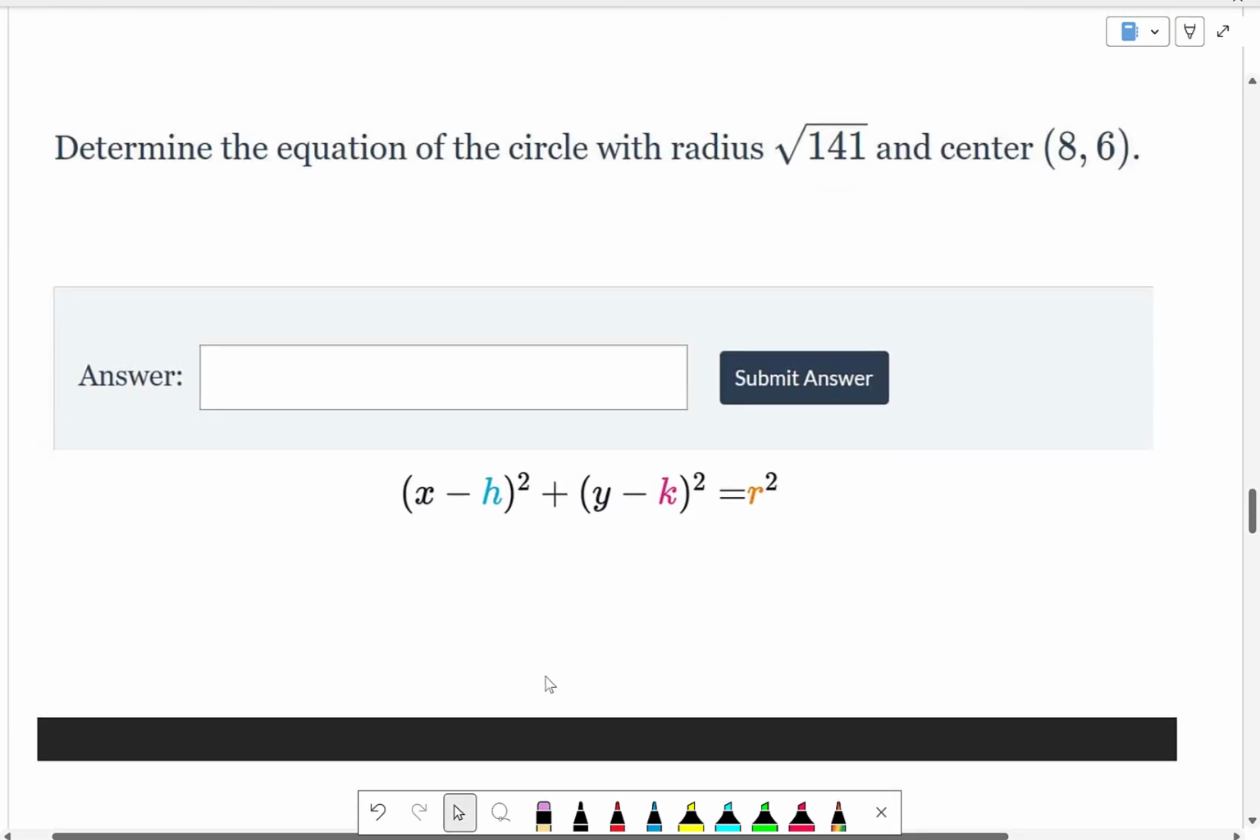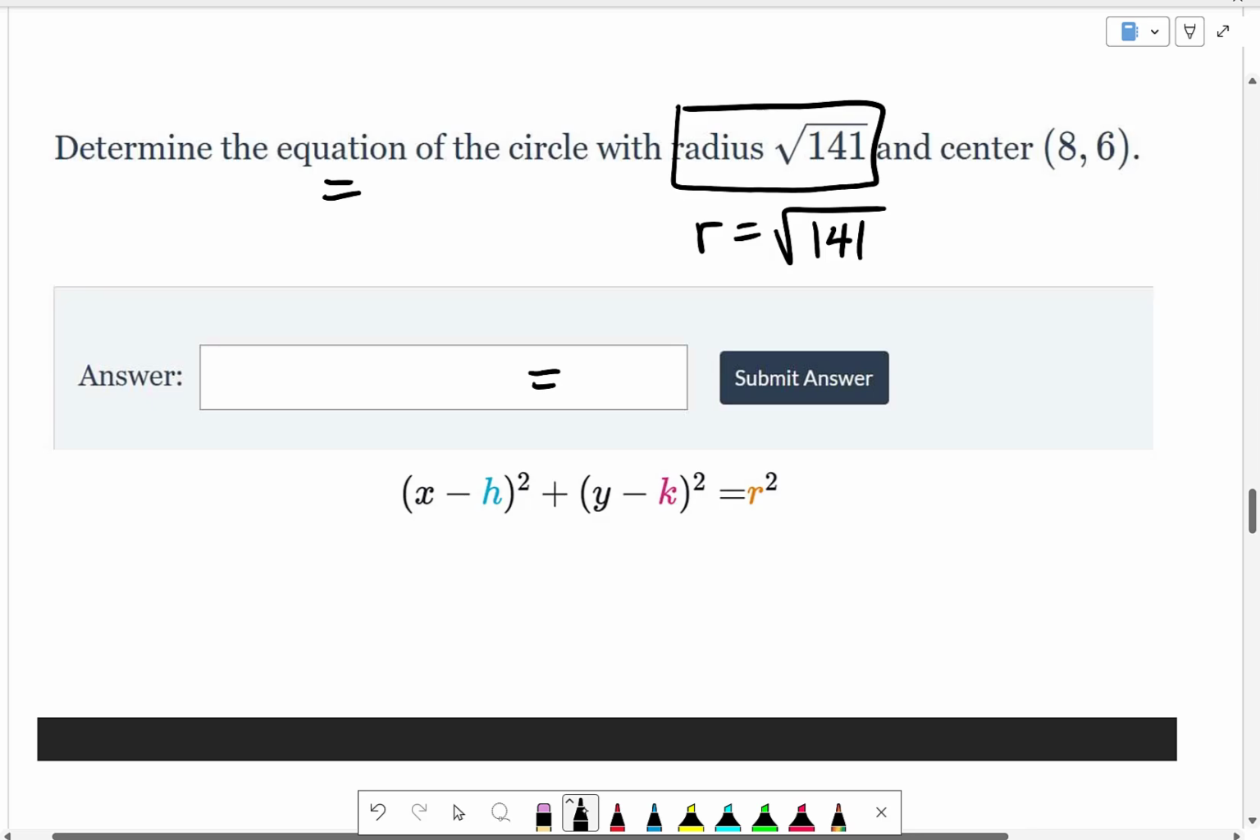All right, the next type of question is, we have to determine the equation again. Remember, equation means there has to be an equal sign, okay? So we're going to put our equal sign in here. So here's the radius. So that means r equals the square root of 141. The center is 8, 6. So this is the x value, this is the y value, or you can say h and k. So we're going to change it here.